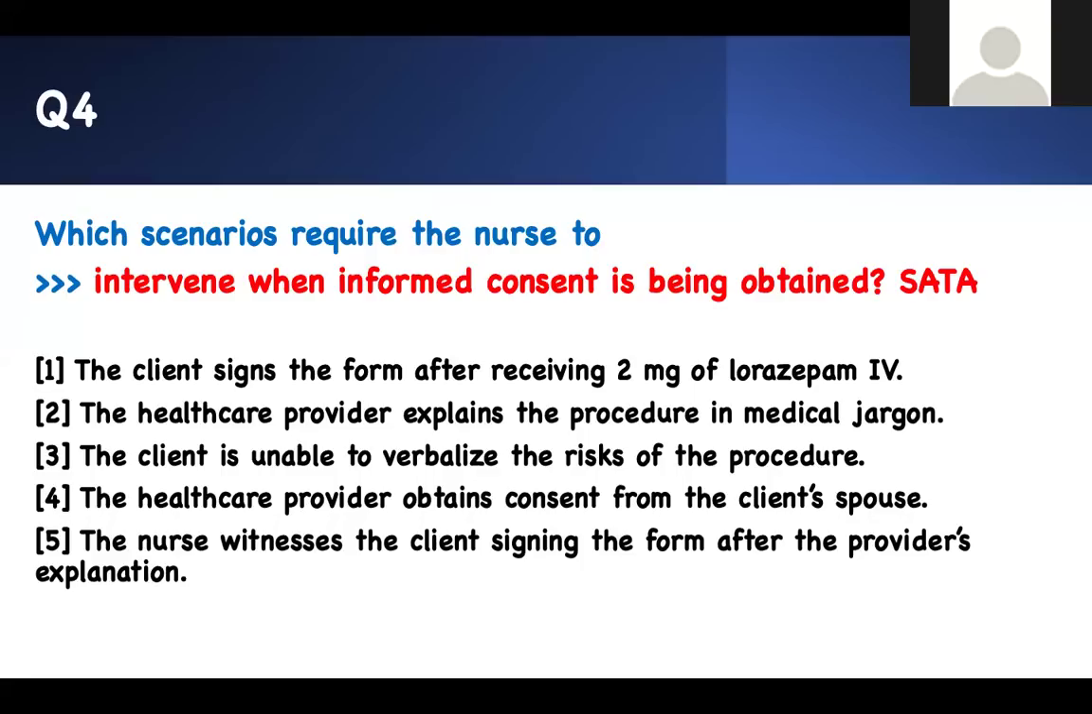4, the healthcare provider obtains consent from the client's spouse. It's called informed consent. The patient is supposed to do that unless the patient has delegated that responsibility to the spouse. No, there's no evidence in that question, so we have to intervene. The nurse witnesses the client signing the form after the provider's explanation, and saw that the patient was provided enough information and signed it without any problem. Which one did the nurse intervene? 1, 2, 3, and 4. So 5 is right.